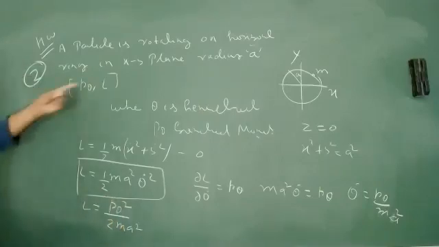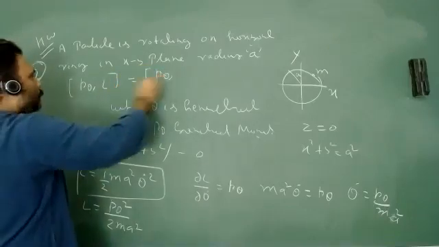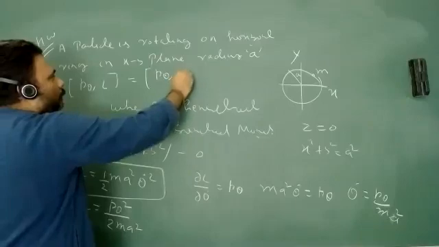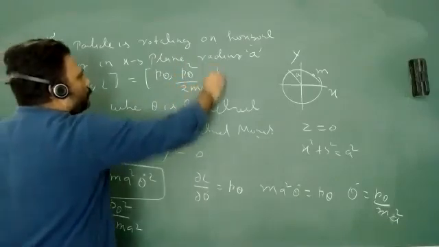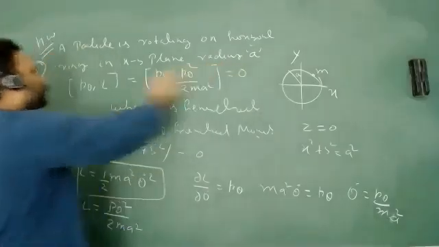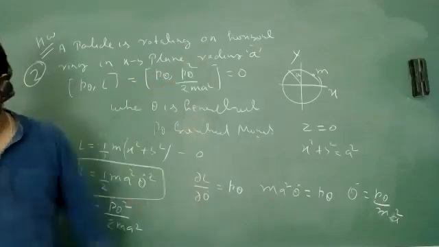And now you can put it here. Obviously, the term is a function of P theta, and this is a function of P theta square upon 2 m a square. Both are functions of P theta, not of theta. So the term will be 0.